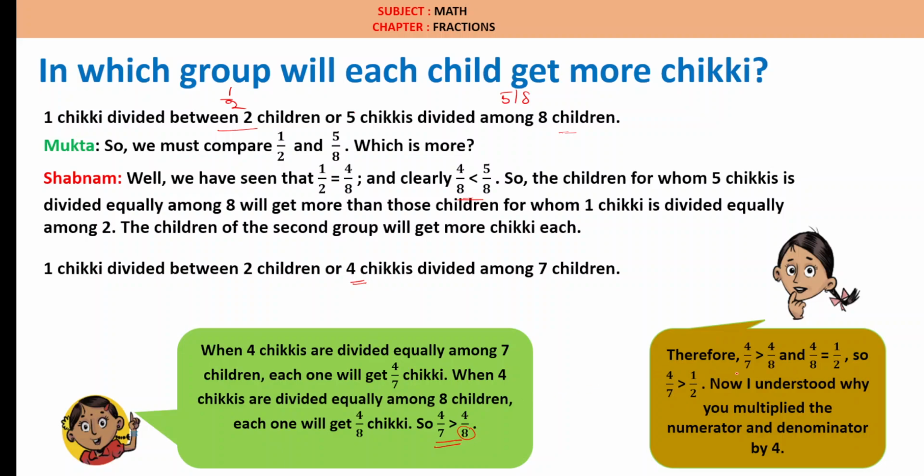Therefore, 4 by 7 is greater than 4 by 8, and 4 by 8 is equal to 1 by 2. So, therefore, 4 by 7 is greater than 1 by 2. Now, I understood why you multiply the numerator and denominator by 4. To make this equivalent fraction, we are multiplying both numerator and denominator with this 4. Thus, 4 by 8 is nothing but 1 by 2.